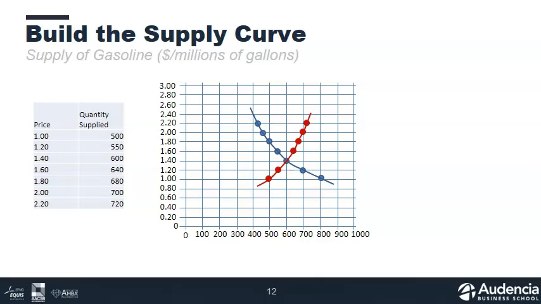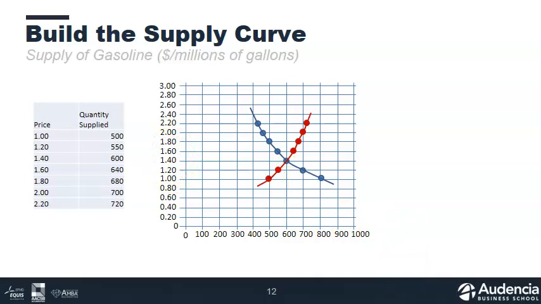And obviously, you can imagine that a very important point is going to occur where these two diagrams and where these two curves intersect, right here, because at this price, the quantity demanded and the quantity supplied are the same.